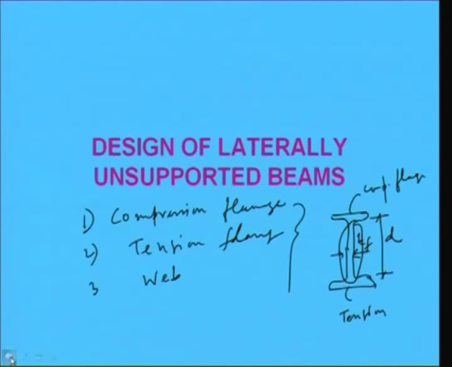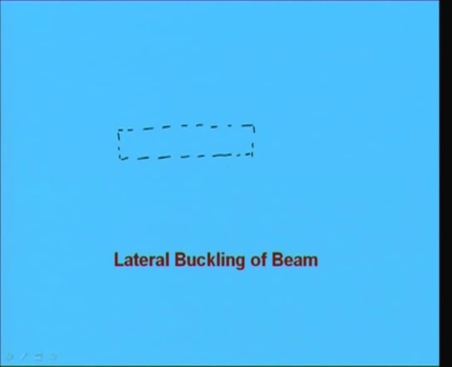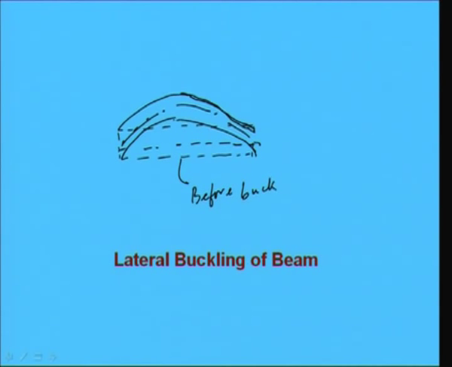Now, let us see how lateral buckling affects a beam. Suppose there is a beam in plan and an I section is provided like this. Because of load, it will act locally as a compressive member and will buckle, maybe like this. This is the center line, the original position, before buckling, and this is the buckled beam, after loading.